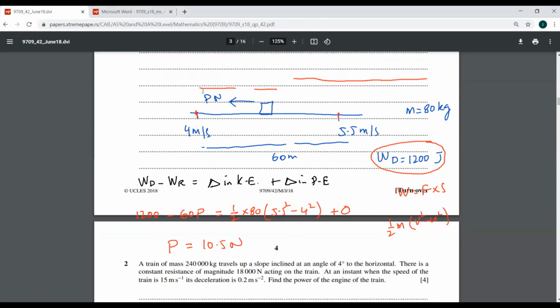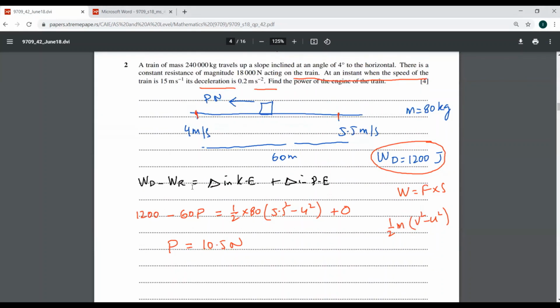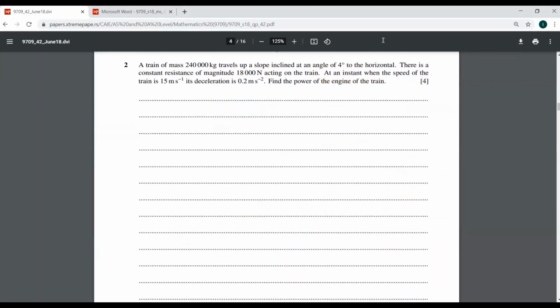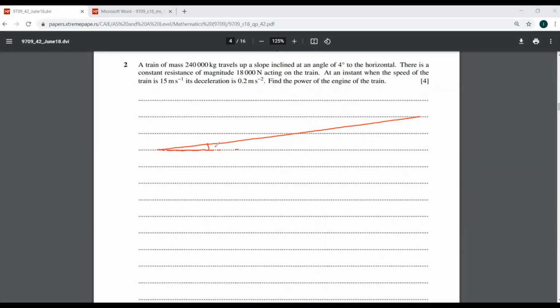Okay, so let's move to question number 2 then. I need to clear all this, and you people give it a try first. A train of mass 240,000 kg travels up a slope inclined at an angle of 4 degrees. So let me draw that. This is going to be something like this. Here is that 4 degrees. Let's show the train like this over here, and here is its weight downwards.